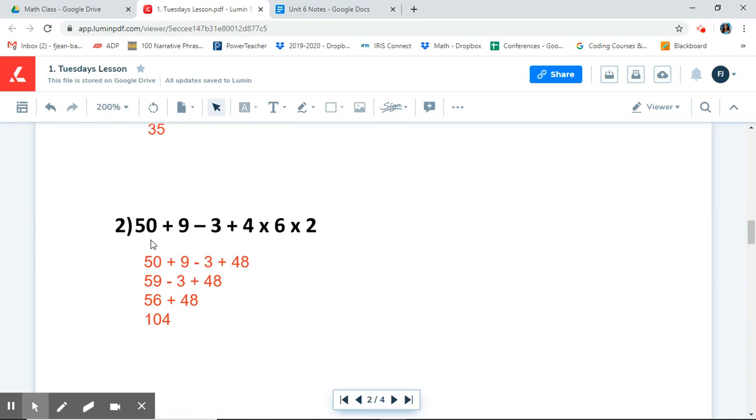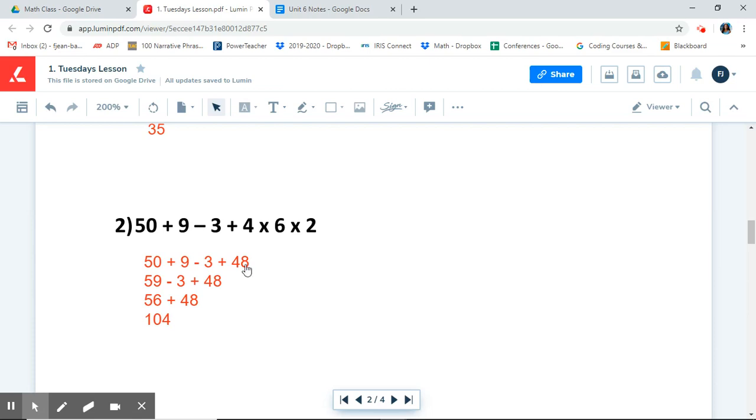Number 2, 50 plus 9 minus 3 plus 4 times 6 times 2. Of course, we're going to start with multiplication and division first, if we have it. Here we have multiplication, so we're going to start there first. 4 times 6 is 24 times 2 equals 48. Rewriting our expression to have 50 plus 9 minus 3 plus 48.